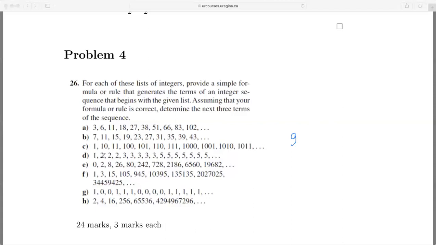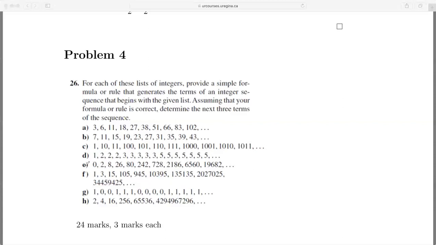If you check here, 2 plus 1 is 3, 3 plus 2 is 5. So we are actually taking the sum of the previous two integers, but we are not taking into account the repeated integers. So our next integer will be 5 plus 3, so it will be 8, 8, and 8. So this is our next three terms.